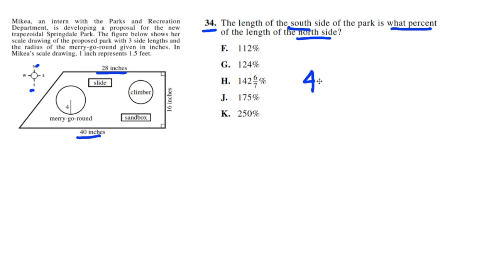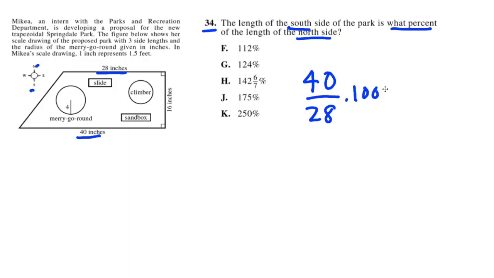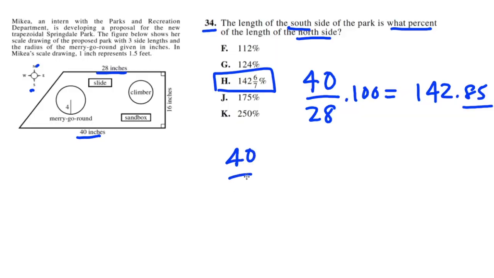What percent is the south side? So the south is 40. The north side is 28. To find the percent, you divide the part by the whole and multiply by 100. This comes out to 142.85 something on your calculator. The only one that's close is H, 142 and 6/7. You don't have to actually calculate the 6/7. Interestingly enough, if you like fractions, 40 over 28 reduces by 4, which is 10 over 7.